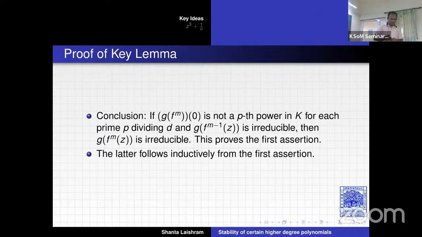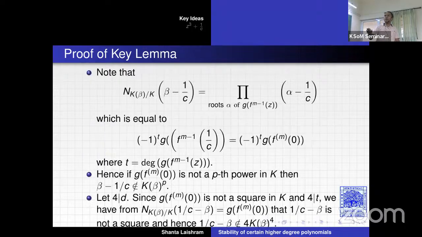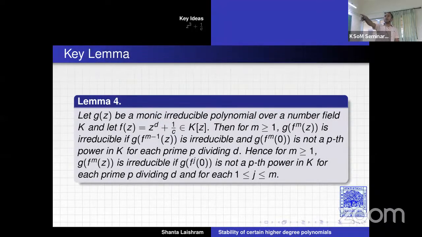So this proves the first assertion, and for the second assertion, maybe I'll go back to the lemma. So this is the lemma here. So g of f^(m-1)_g is irreducible, and g of f^m_0 is not a p power. And so you can do it by iteration. What you can do is that if g of f^j_0 is not a p power for every p dividing d and for j between 1 and m, then in that case g of f^m_g is irreducible. It follows by induction.